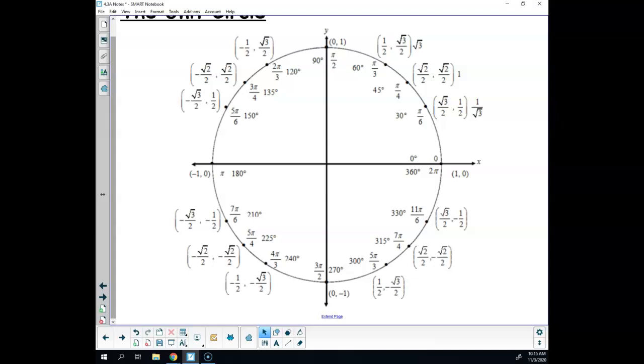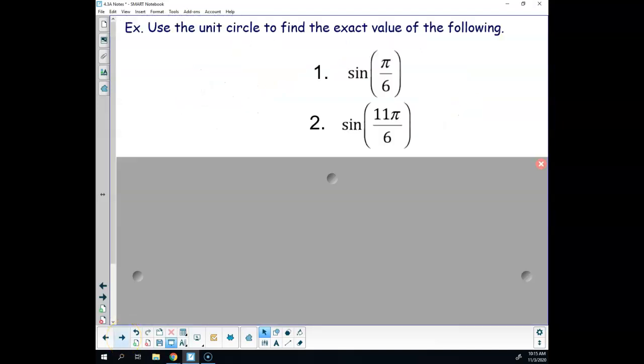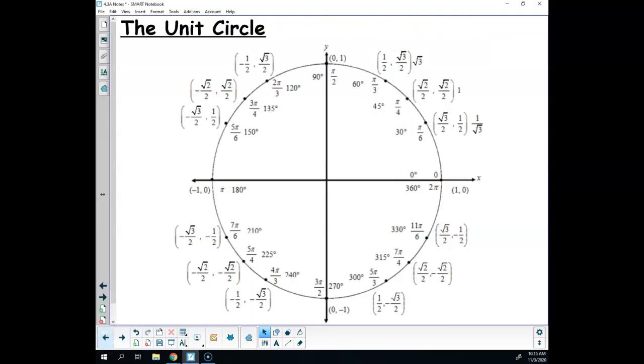What we're going to do tomorrow and in the future is we're going to utilize that, and we're going to be answering questions that go along like this. What is the sine at pi over 6? What is the cotangent at 11 pi over 6, etc.? And we'll be able to automatically go right out on it. Okay?